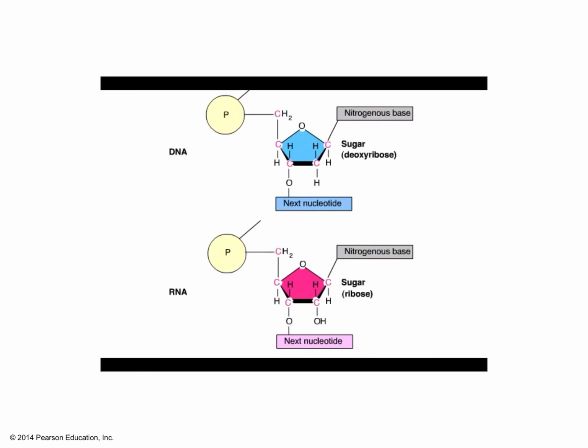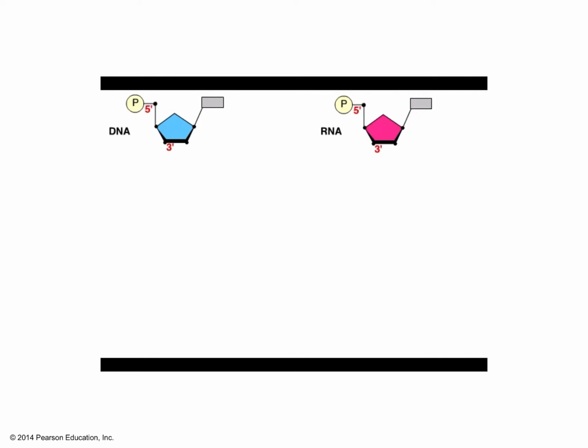For convenience, the carbon atoms in a nucleotide's sugar are numbered, beginning with the carbon atom bonded to the nitrogenous base, moving around the ring, and up to the carbon that is bonded to the phosphate group. The 1' carbon is bonded to the nitrogenous base, the 3' carbon to the next nucleotide, and the 5' carbon to the phosphate group. DNA and RNA are polynucleotides, long chains of nucleotides.